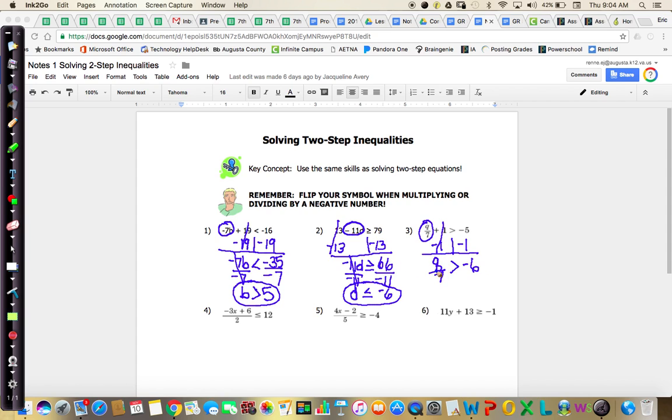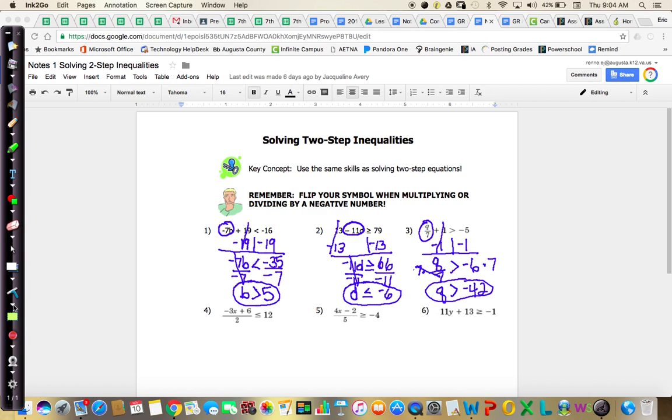Okay, the opposite of division is multiplication, so we're going to multiply both sides by positive 7, because we are dividing by positive 7. The 7s will cancel, 1 in disguise, and q is greater than negative 6 times 7, which is negative 42. So circle your answer.